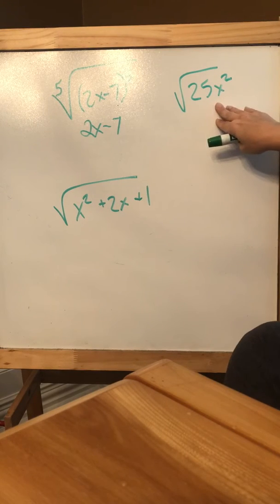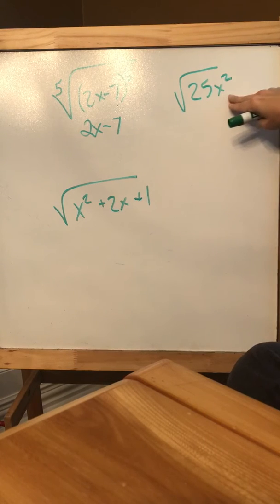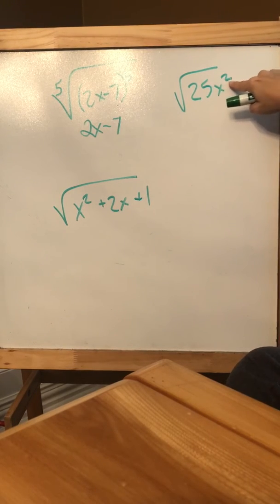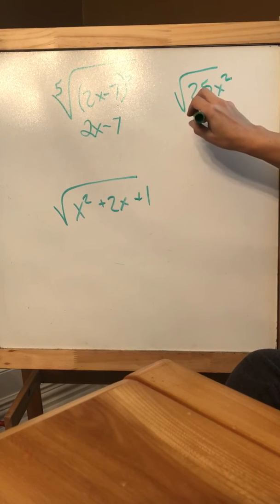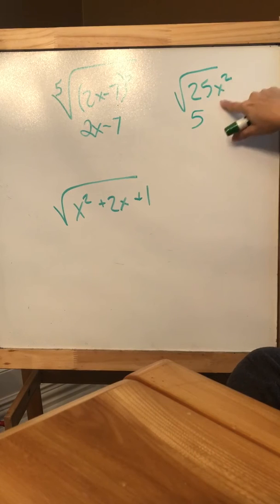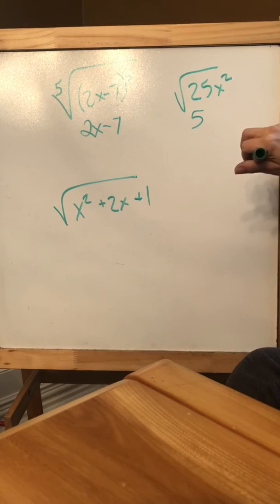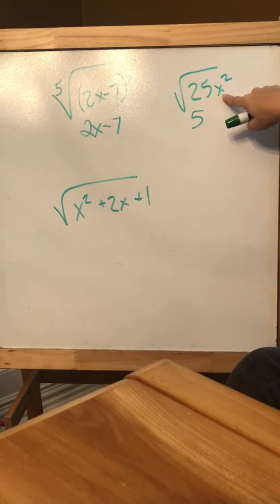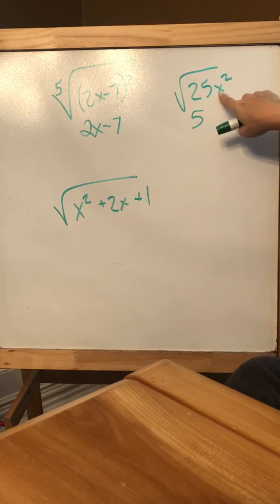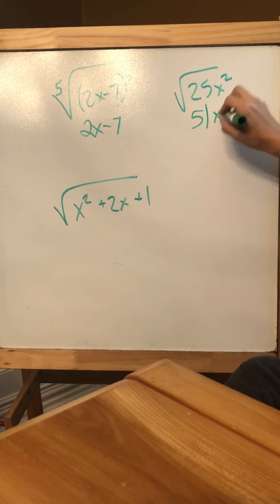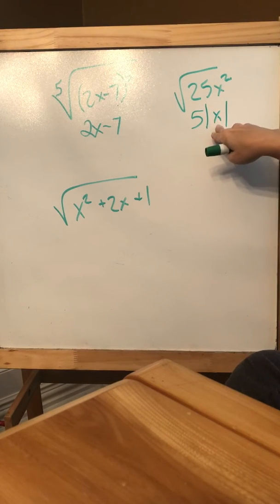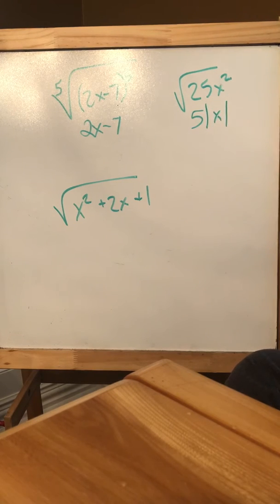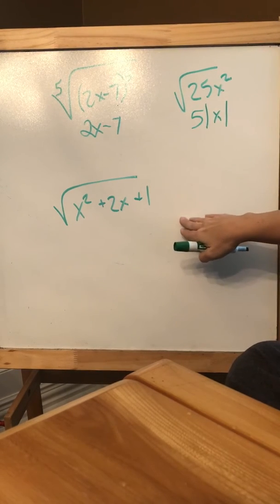Okay, how about this one? All right, so because it's 25x squared, and this is an even root here, we are going to do this separately. So the square root of 25 is what? That is 5. Okay, now we have this x squared to deal with. Well, this could be a positive number or it could be a negative number, and we don't have a way of knowing. So it's going to be 5 times the absolute value of x, where x could be positive or negative, and you would still come out with the same answer.